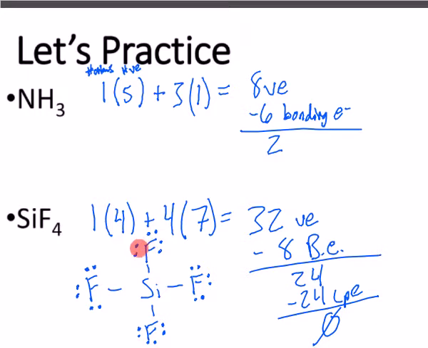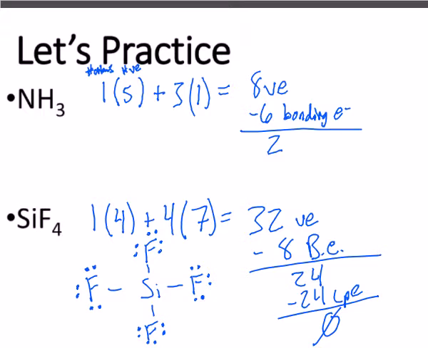Is this fluorine guy happy? 2, 4, 6, 8. He's good. 2, 4, 6, 8. That one's good. 2, 4. Can't do it. 4 down there. 6, 8. 2, 4, 6, 8. And then is silicon happy? 2, 4, 6, 8. Every element's good there.